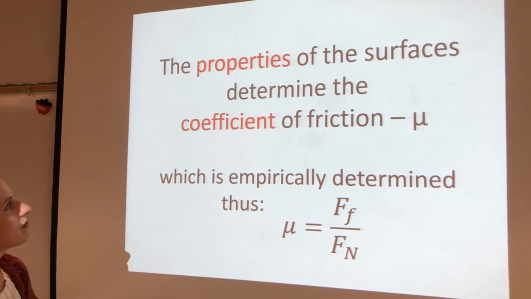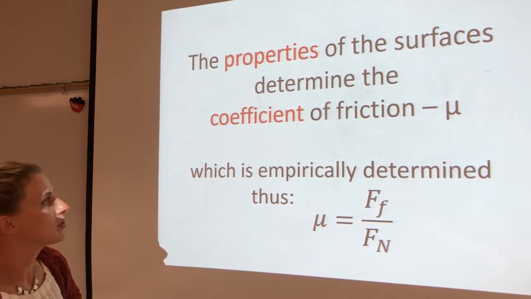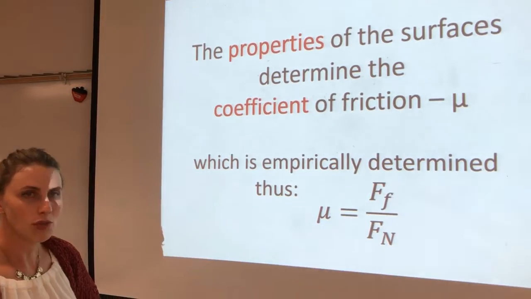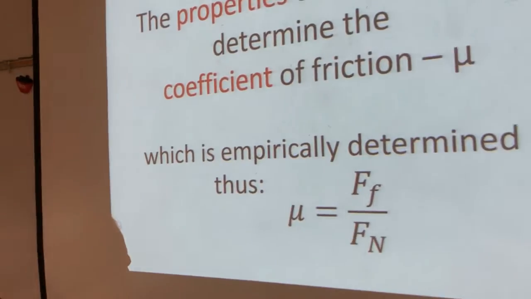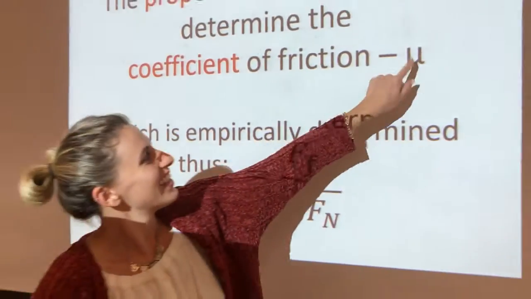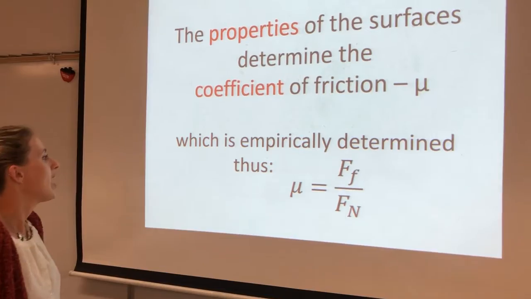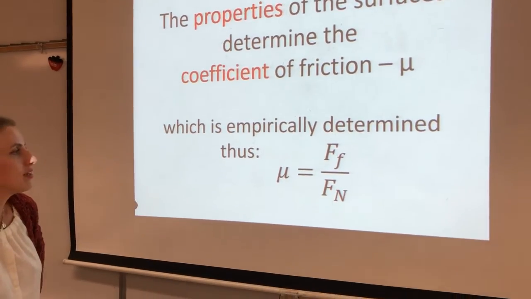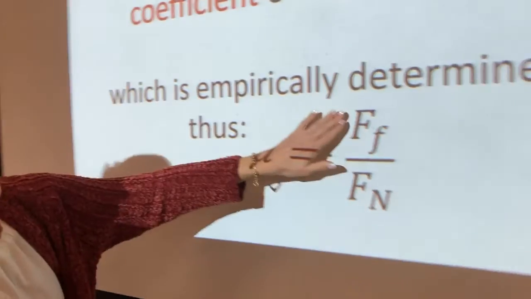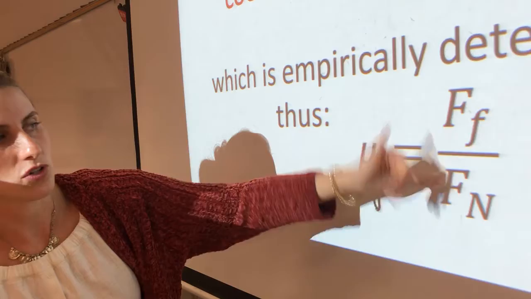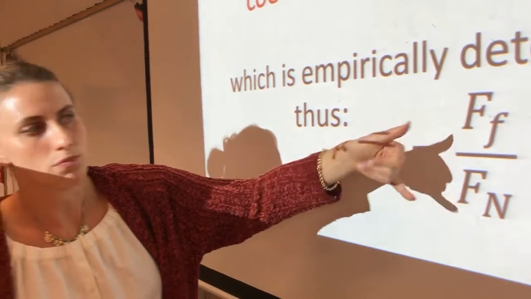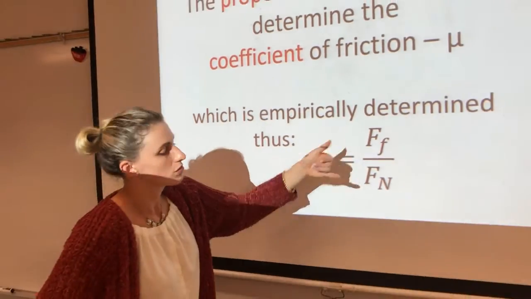The properties of the surfaces determine the coefficient of friction, mu. That's the Greek letter what? Mu. That's how you say it, mu. Which is empirically determined, thus mu equals the force of friction over the normal force. So it has to do with the relationship between those two things.